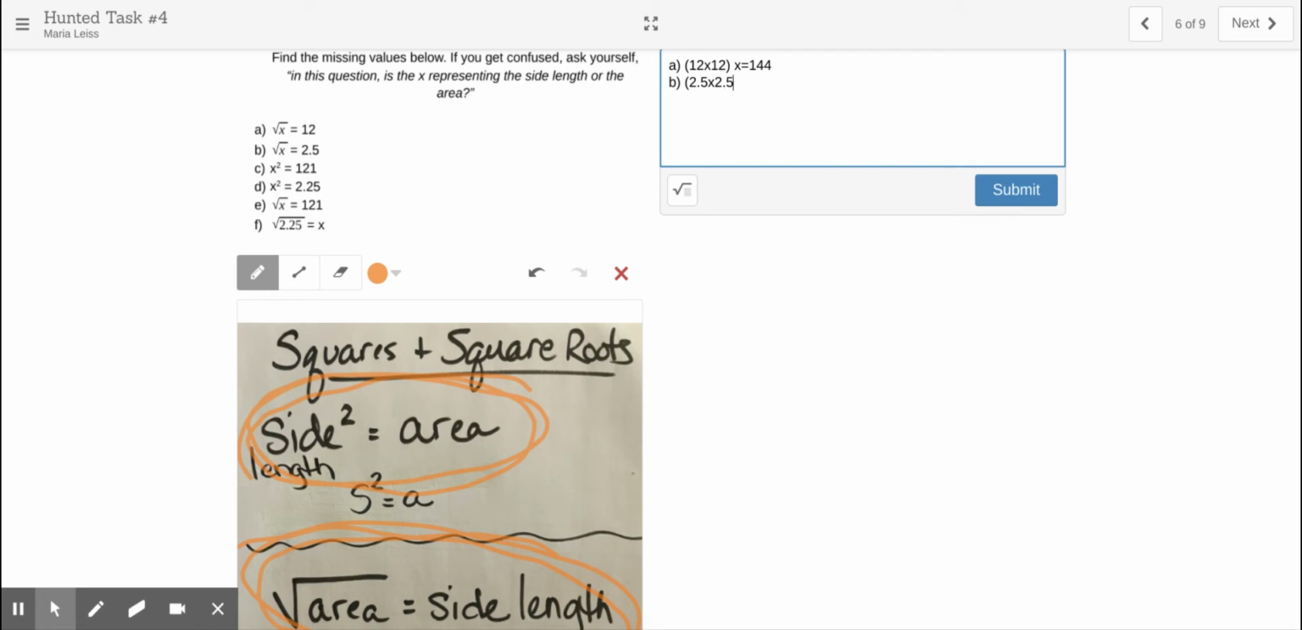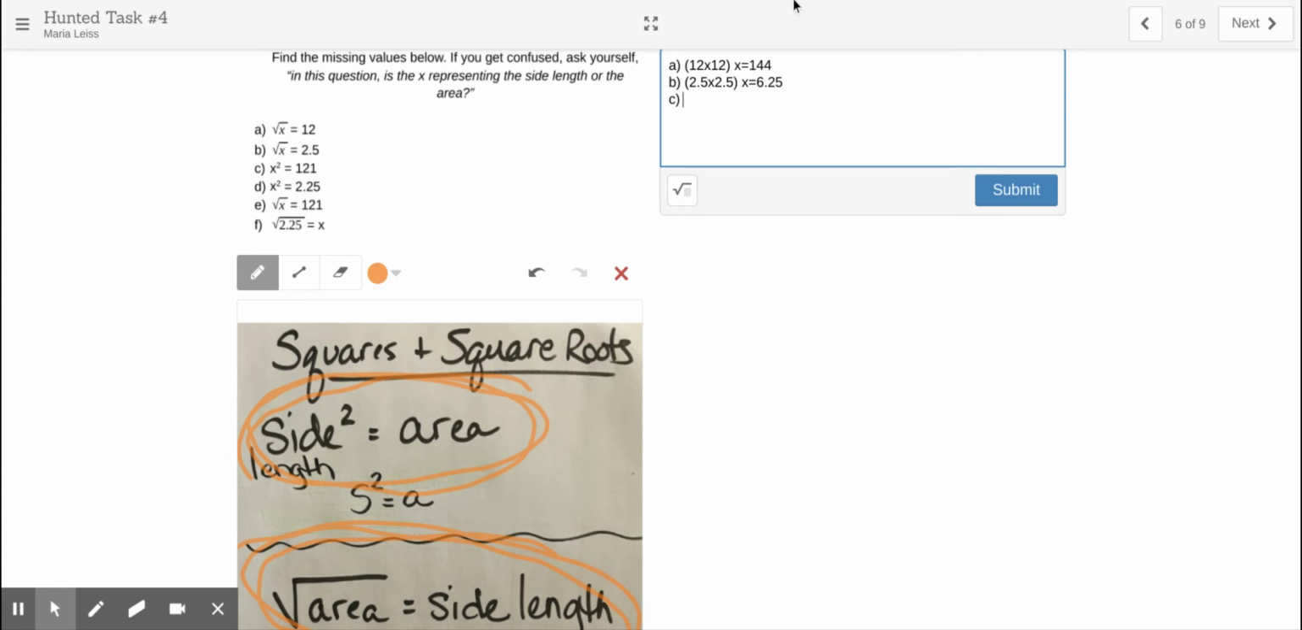That leaves me with x equals, you can figure the rest of it out. Pretty sure it's 6.25. Now, when you get to C, notice C looks a lot like this top circle. The x has the exponent of 2, which means that our x this time is a side length. That means this 121 is the area. So now, what number times itself gives me 121?